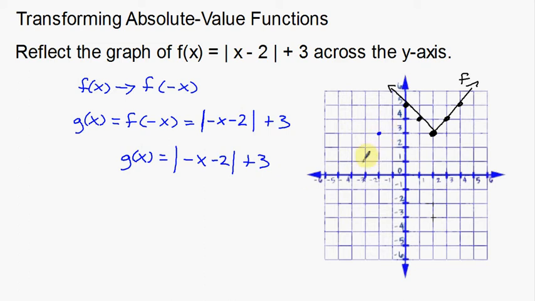Now again, when you draw something out, it's much easier to see how it changes. You graph the original, and then you just say to yourself, okay, just reflect everything across the axis. It's much easier to see when you draw yourself a picture. So again, like earlier, take this point, reflect it across. I'm going to take this point, reflect it across.